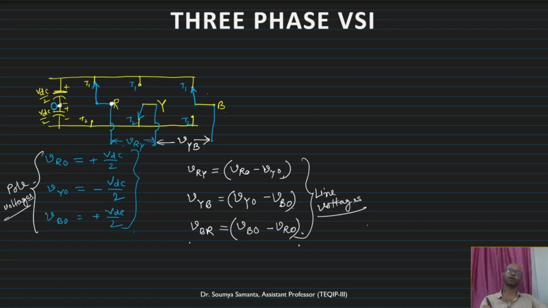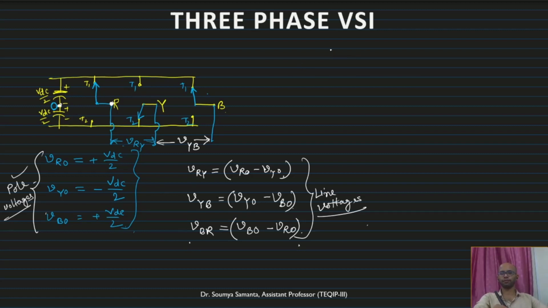Line voltages we can find out. So the pole voltages are very important. If I can find out the pole voltages, we can find out the line voltages. Now, when the line voltages are available, we can find out the phase voltages also. Now let us find out how I can find the phase voltage.